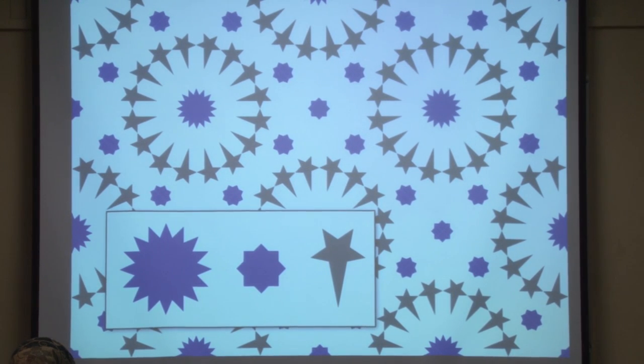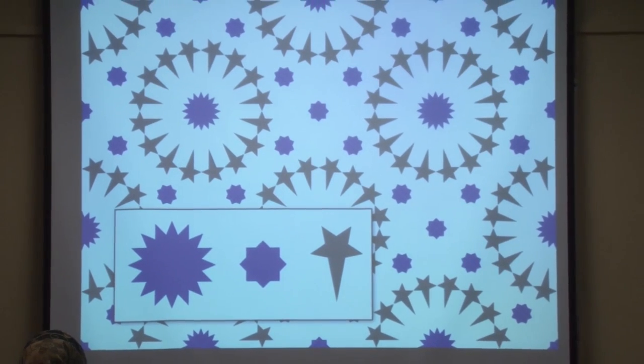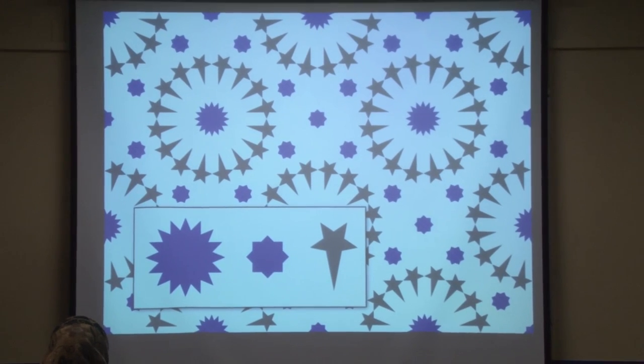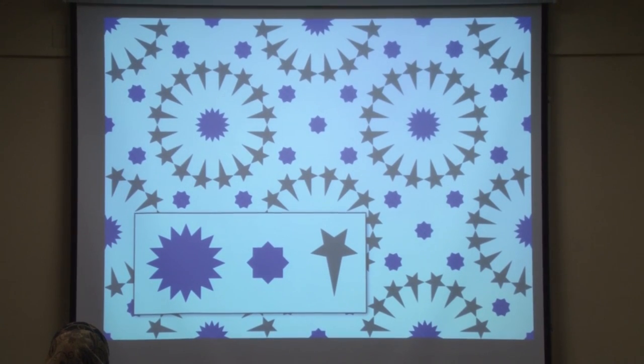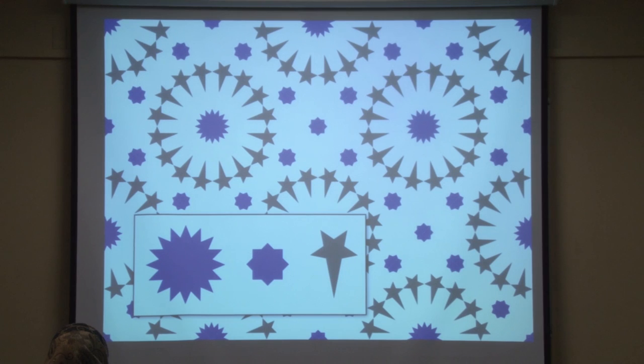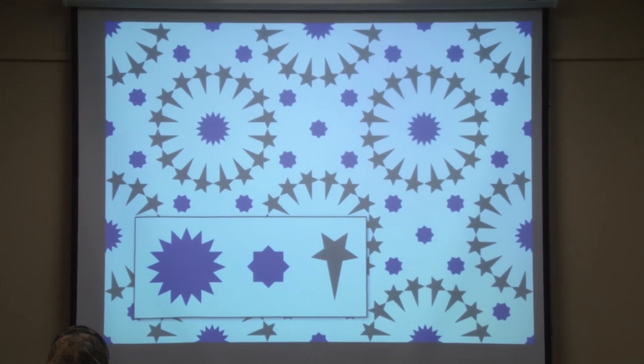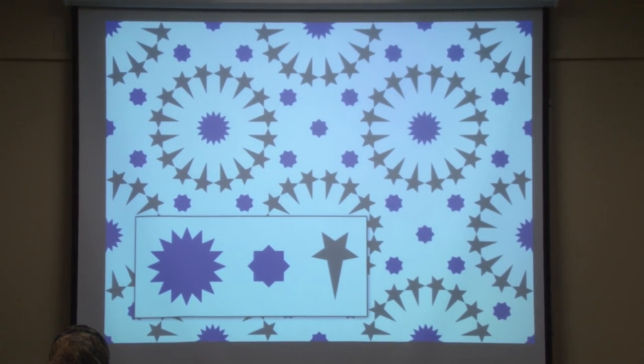So there's a whole variety of examples of these all around the world, all around the Muslim world, of course. From Northern Africa, Southern Europe, all the way across into the Middle East, Persia, as far as Uzbekistan and Turkmenistan and India, you can find designs like these. So we have a whole wealth of examples to draw from.